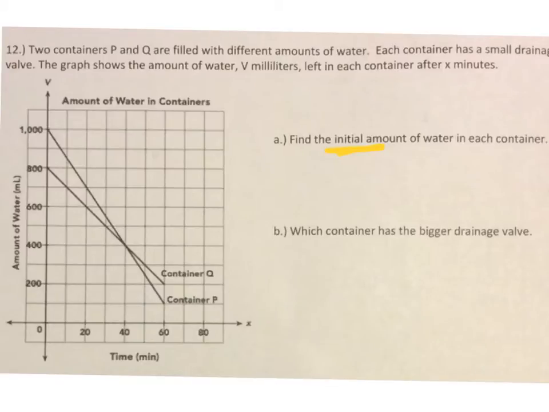So container P looks like the initial value is right here. So for container P, the initial value is 1,000 milliliters. The initial value of container Q can be found right here. So the initial value of container Q is 800.